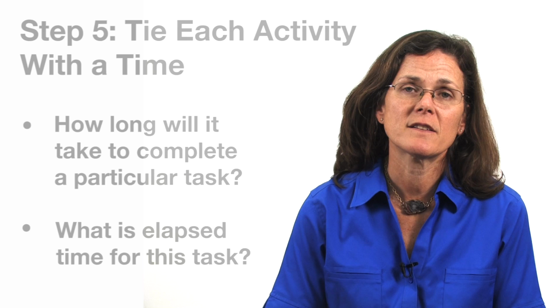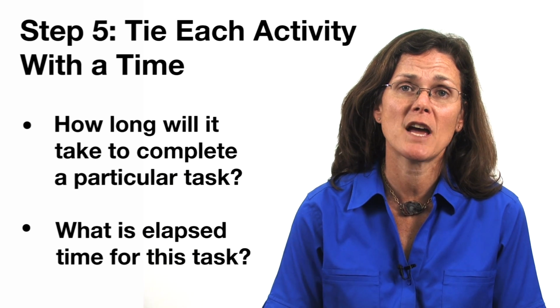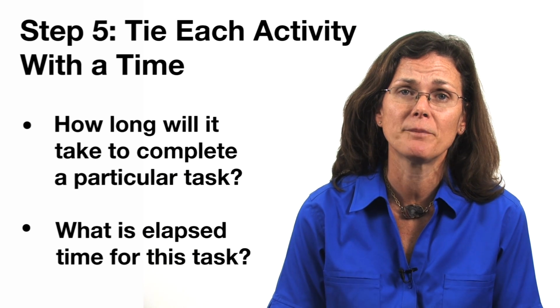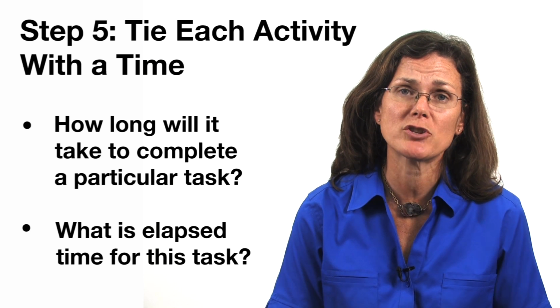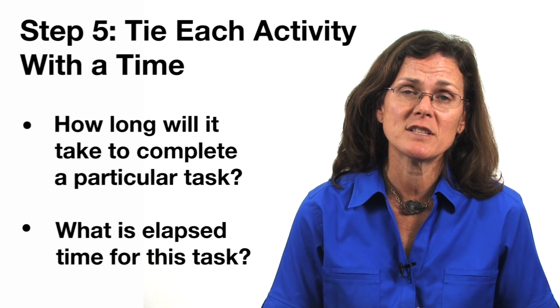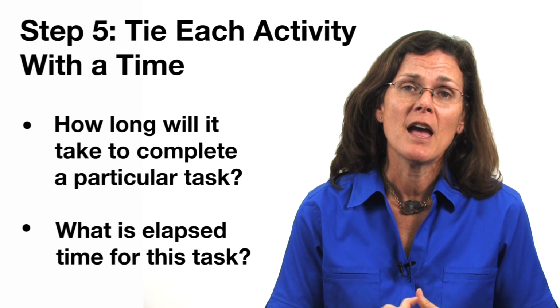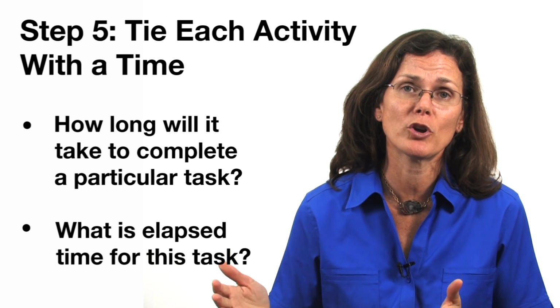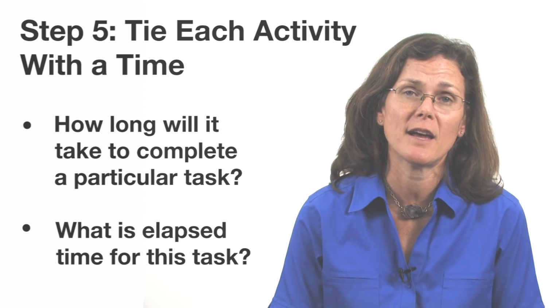Step 5 is to tie each activity with the amount of time it will take to accomplish that activity. So you need to answer the two questions. How much time will it take to accomplish a task? And how much elapsed time will occur while you are working on that task?